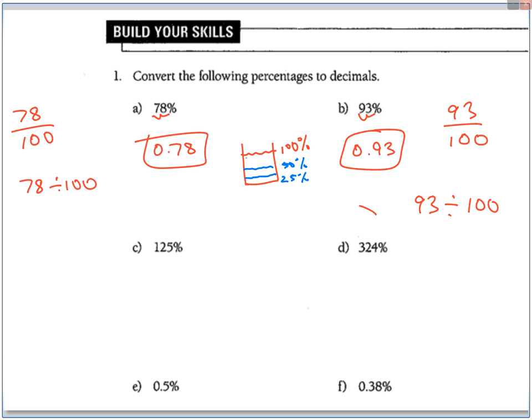So the next one is over 100%. So when you put that in your calculator, you'll get 1.25, because there's more than one. There's more than one whole. Okay, and the decimal would slide like this: 1, 2, 1.25. This one would be 3.24.